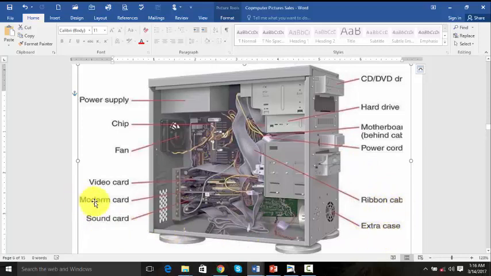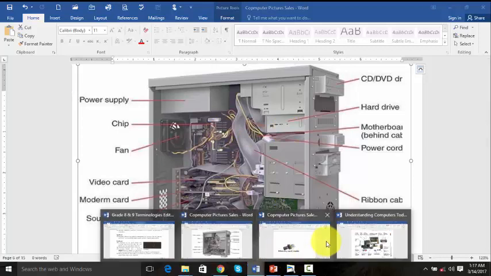We have the sound card. We have the modem card. We have the video card. We have the fan there. We have the chip, the power supply. So all these components which are inside the system unit here are called internal components of the computer. Because we are able to see and touch them, they are also called the hardware.